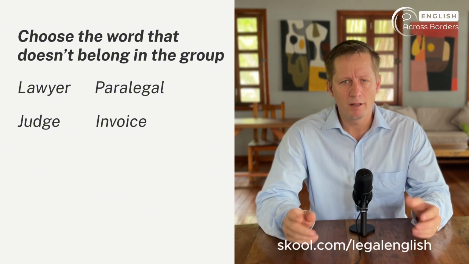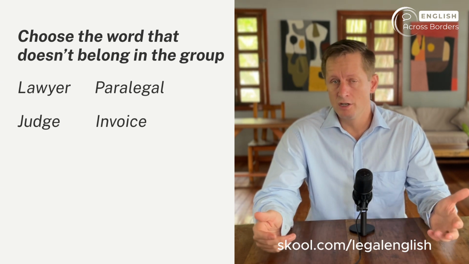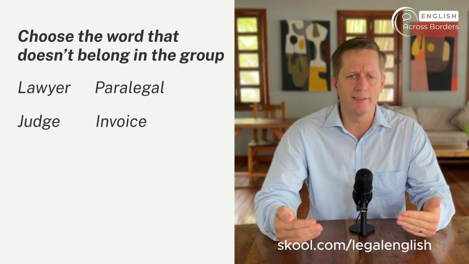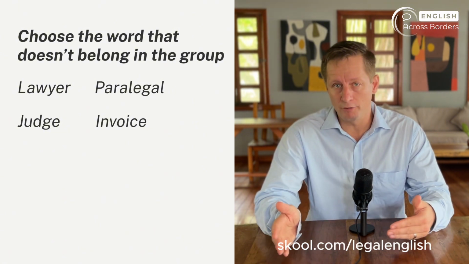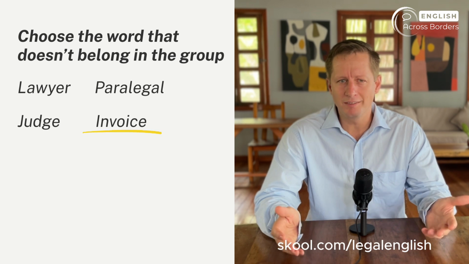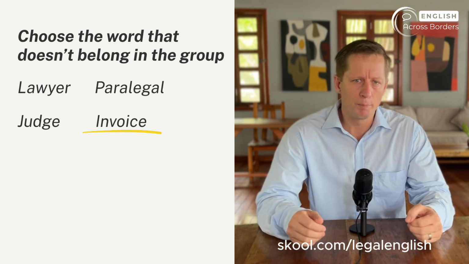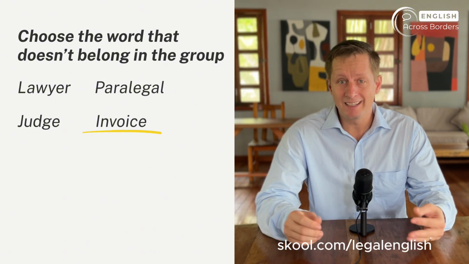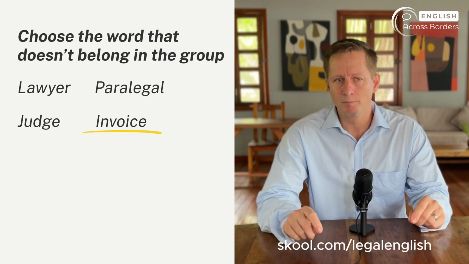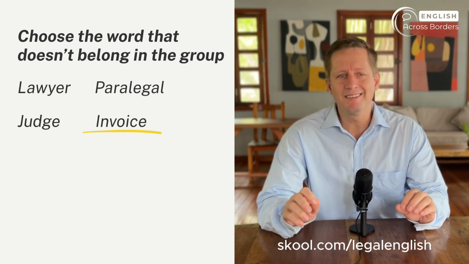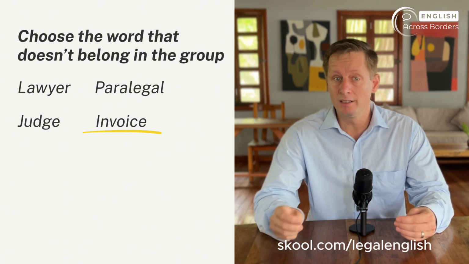Now think about it. The first 3, lawyer, paralegal, and judge, are all people who work in the legal system. They have legal roles in a court or a law firm. But the last word, invoice, is not a person. It's a document related to billing or payment. So the correct answer is invoice, because it doesn't fit with the other job titles. Remember, TOLES is not just testing vocabulary, it's testing your ability to think clearly in English.